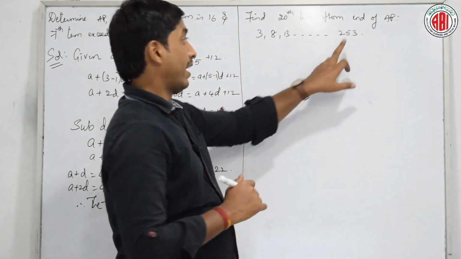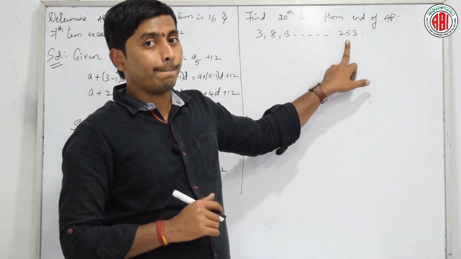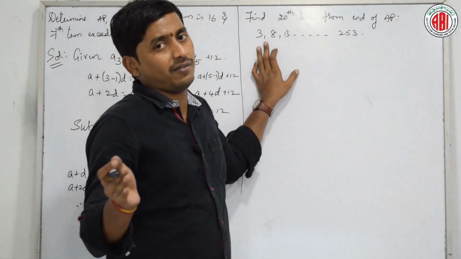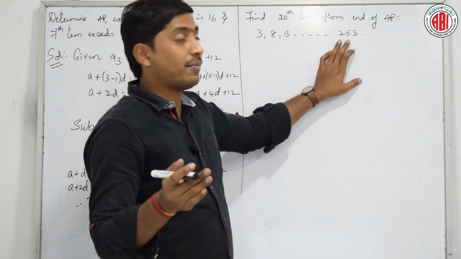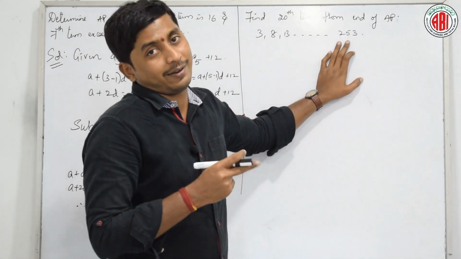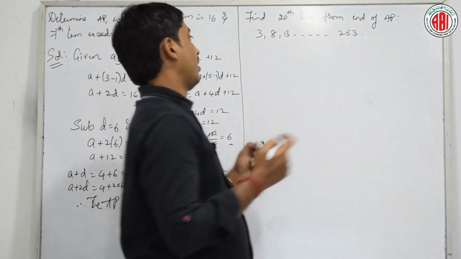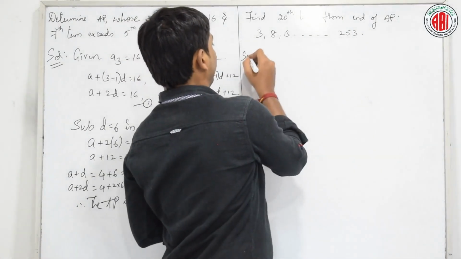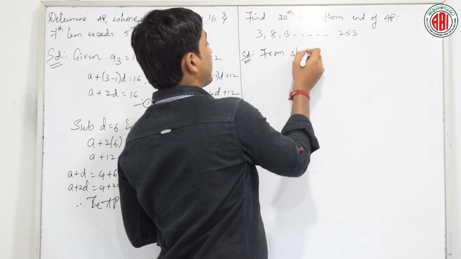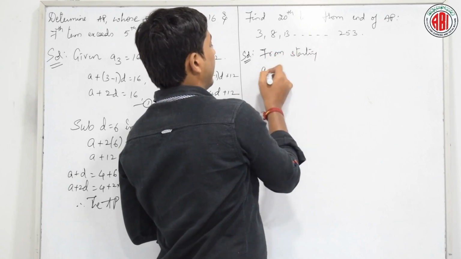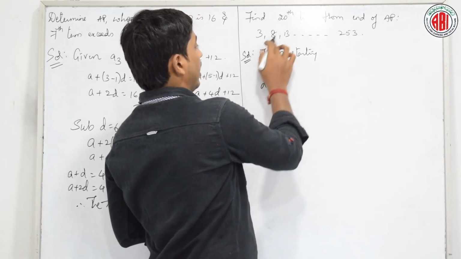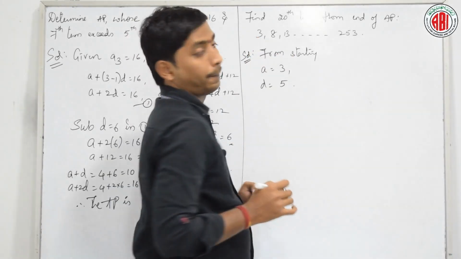That is, can I consider this as the first term? But if my common difference is adding from the left side, obviously from here it will reduce. That is, it has to subtract. Yes or no? Now see here, from the front. From the starting, what is a? 3. What is d? 8 minus 3, that is 5.